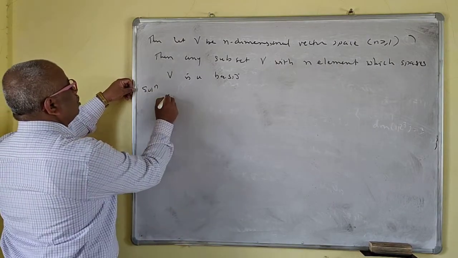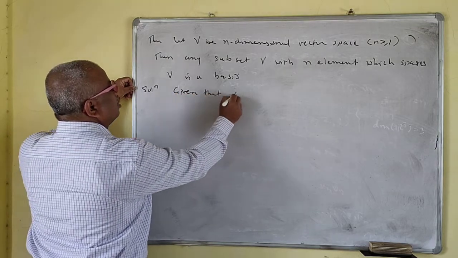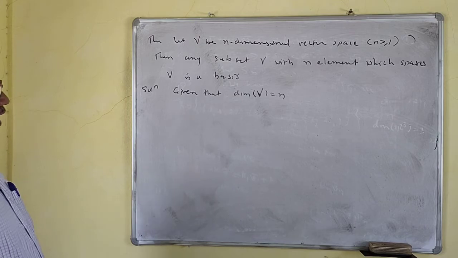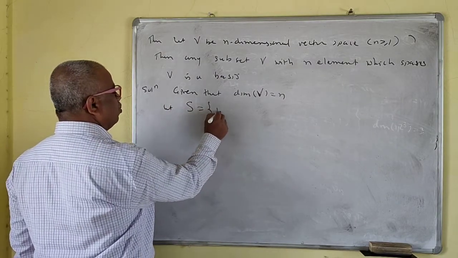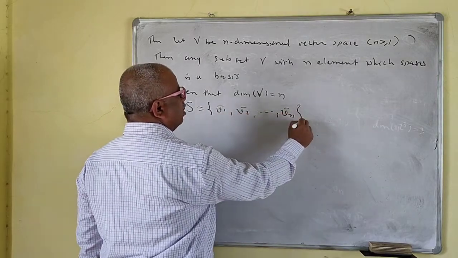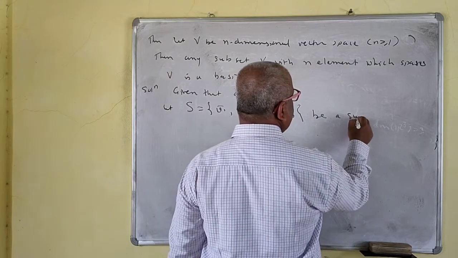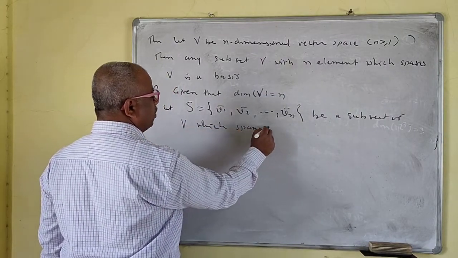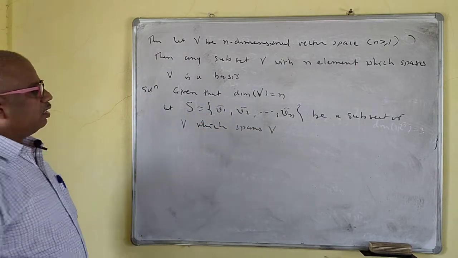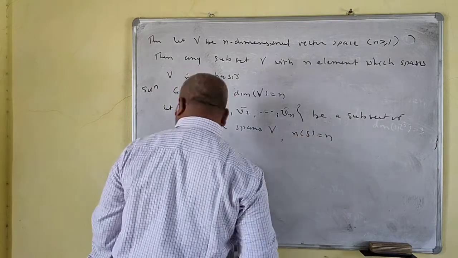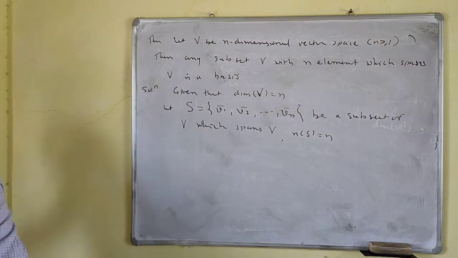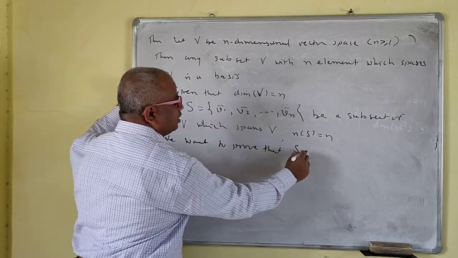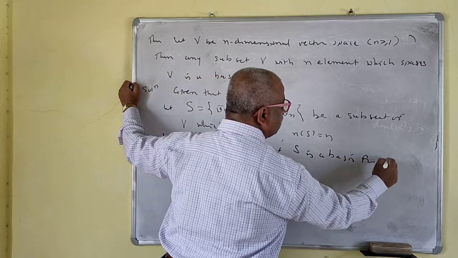Okay, solution. Given that the dimension of V is equal to n. You have to write a capital V, because sets are denoted by capital letters. So let S be equal to {v1, v2, ..., vn}, a subset of V which spans V. So clearly S contains n vectors; the number of elements in S is n. Now we want to prove that S is a basis for V.